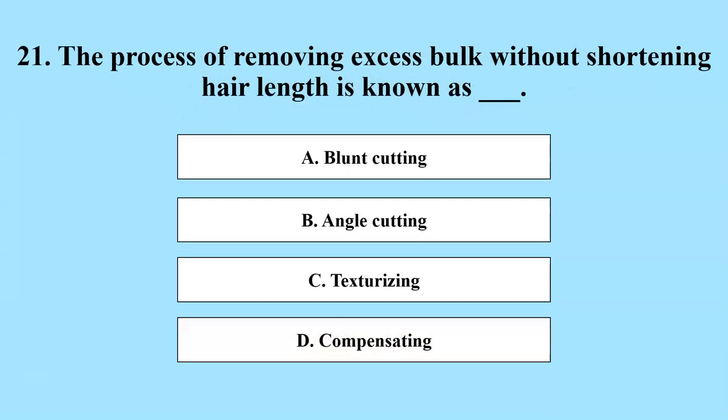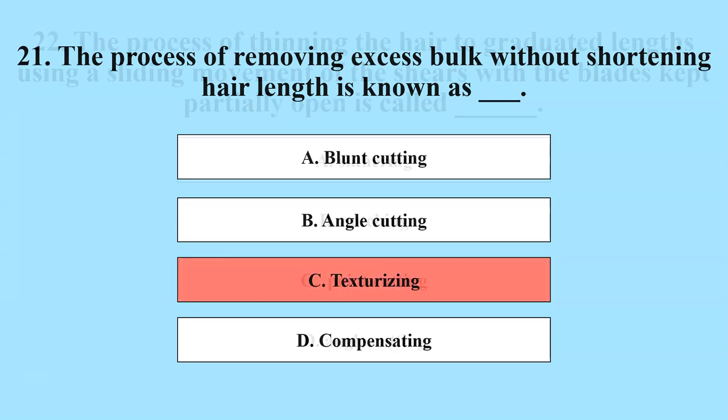The process of removing excess bulk without shortening hair length is known as blunt cutting, angle cutting, texturizing, compensating. If you chose C, texturizing, you are correct.